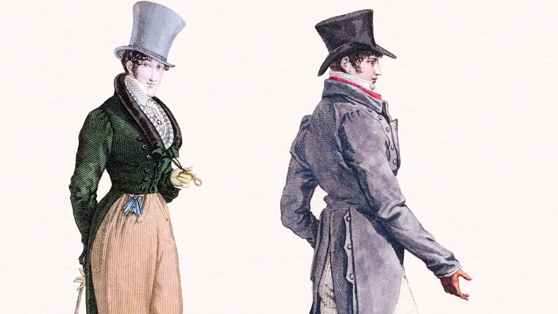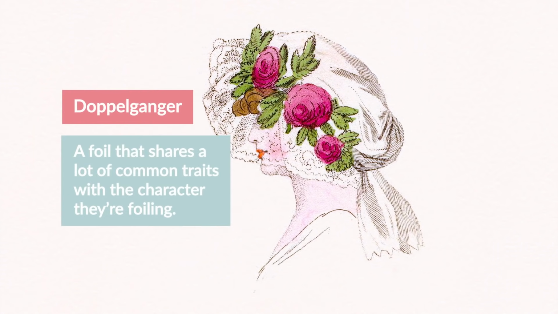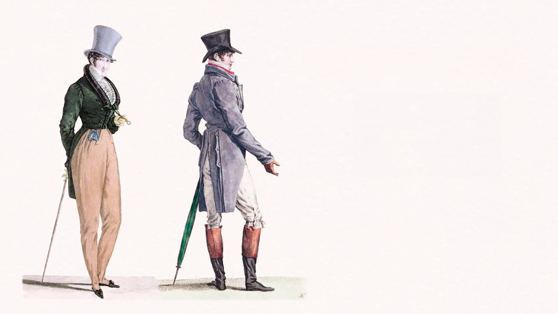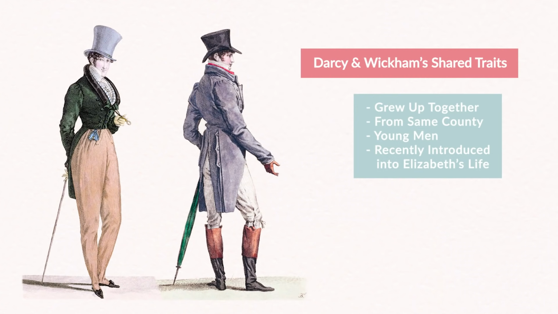And it's also just like Wickham making us really appreciate Mr. Darcy. This is even more true in something called a doppelganger. A doppelganger, which I don't know if I'm saying that correctly in its German form, I think that's where it comes from, but one that shares a lot of common traits with a character, while also being the opposite in other traits, which is again an example with Darcy and Wickham. They grew up together, they're from the same county, they're young men of the same age that have both been introduced into Elizabeth Bennet's company recently. They have all of these shared characteristics, so those shared characteristics highlight even more the difference between them when they are different.